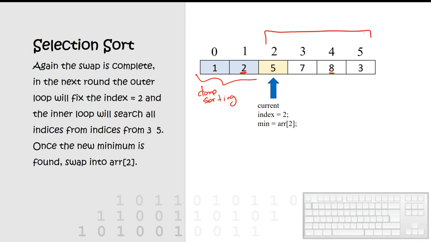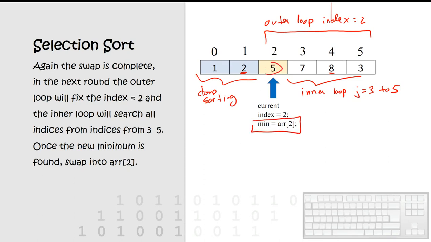The outer loop has us on index 2. And the inner loop is going to go from 3 to 5. Again, the initial minimum is going to be the value at index 2. So right now the minimum is 5. And as it goes through the rest of the array values, it's going to be looking for a value less than 5 to set as the new minimum for this round.